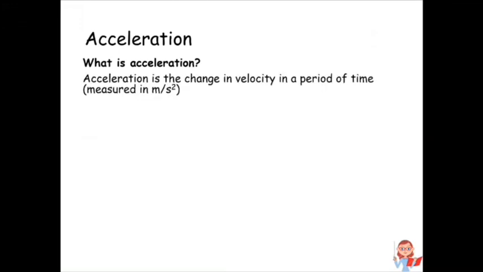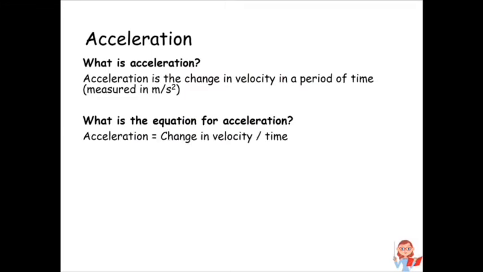Let's now have a look at what acceleration is. So what is acceleration? Acceleration is the change in velocity in a period of time, and that is measured in meters per second squared. What is the equation for acceleration? Acceleration equals the change in velocity divided by time. As a symbol equation, a equals delta v over t. This triangle here is the Greek letter delta, and it simply means change.